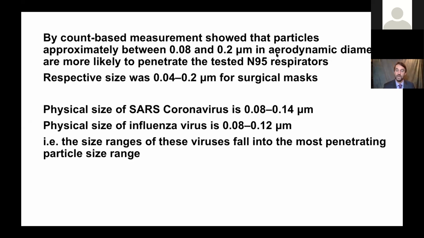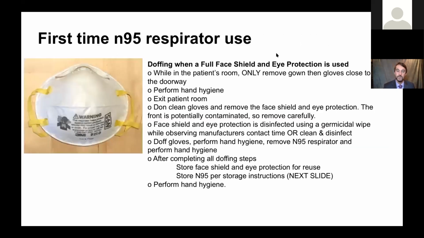These are the physical sizes of SARS coronavirus and also COVID-19 coronavirus. Also tested were sizes of 0.04 to 0.2 microns for surgical masks. So what we're finding in this study, and there are other studies that support it, is that the size range of these viruses falls into the most penetrating particle size range for an N95 respirator.